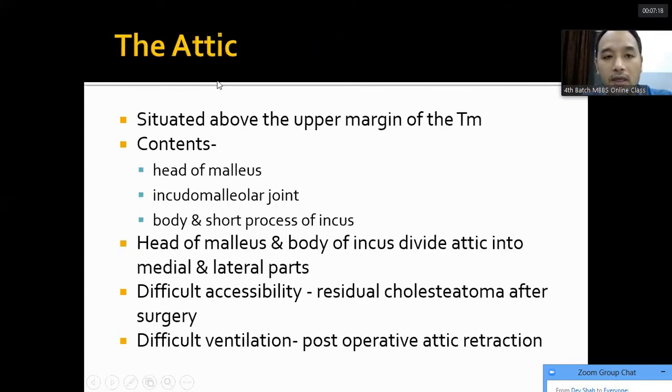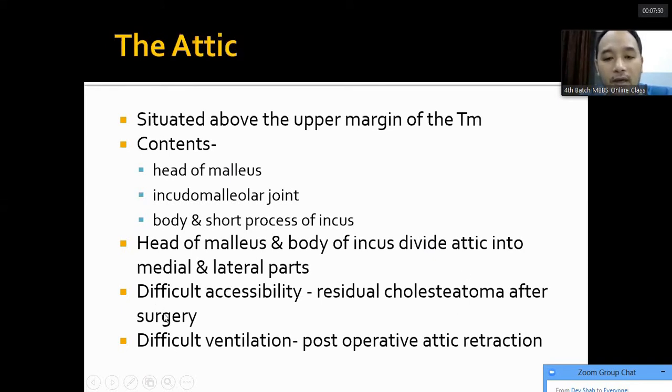Now let's talk about the attic, also called epitympanum. It's just like the attic of the house. This is situated above the margin of the tympanic membrane. The contents of the attic or the epitympanum are the head of the Malleus and the body and short process of the Incus, and the incudomalleolar joint, the joint between the Incus and the Malleus. And the head of the Malleus and the body of the Incus with the joint divide the attic into two parts, medial and lateral parts.